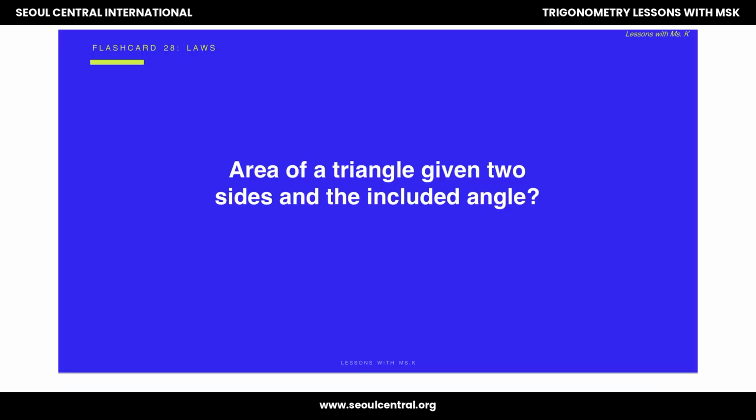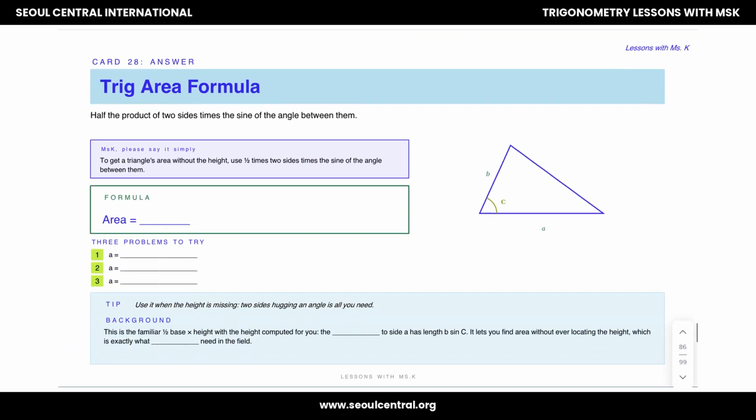Flashcard 28. Area of a triangle given 2 sides and the included angle. Trig Area Formula. We can find the area by using half the product of 2 sides times the sine of the angle between them. To say it simply, to get a triangle's area without the height, use 1/2 times 2 sides times the sine of the angle between them. The formula would look like area equals 1/2 small a times small b times sine of big C. Here are 3 problems to try.